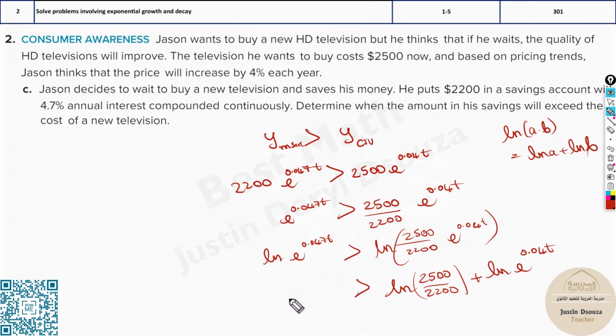Now you can easily solve this. Get t to one side and solve it. Over here, ln and e cancel and you're left with only 0.047t. This is again another property of natural logarithm: ln e to the power x is equal to x. Whatever is up just comes down, that's it. So now we have this term, right? We have done so many steps. That's more than enough.